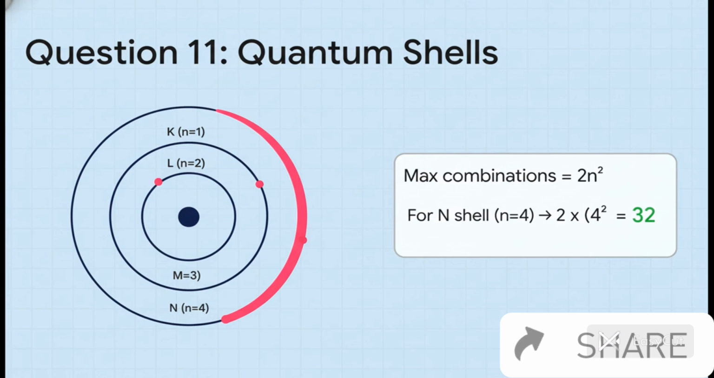The answer is D, 32. The magic formula you need to remember here is 2n squared. The N shell just means the principal quantum number n is 4. So you plug 4 into the formula, 2 times 4 squared, and boom, you get 32.